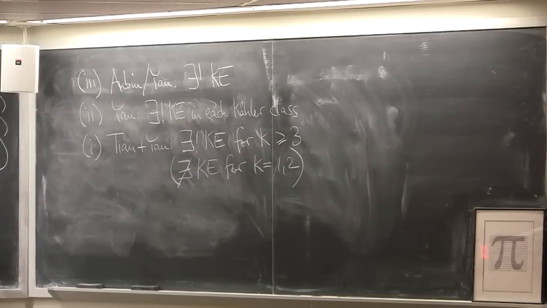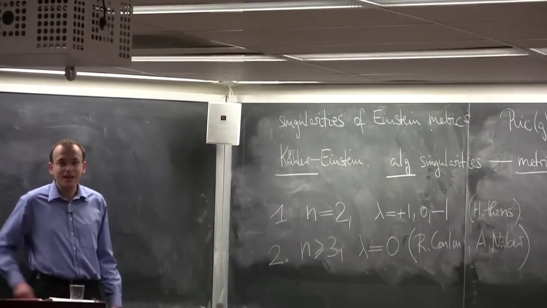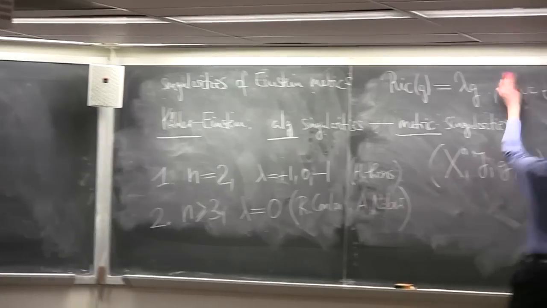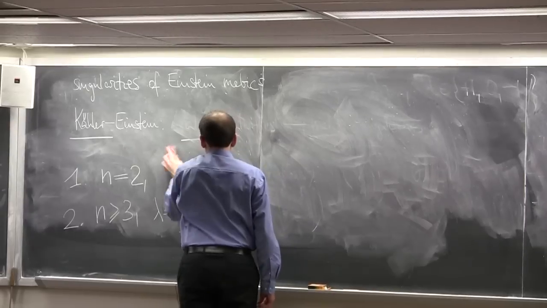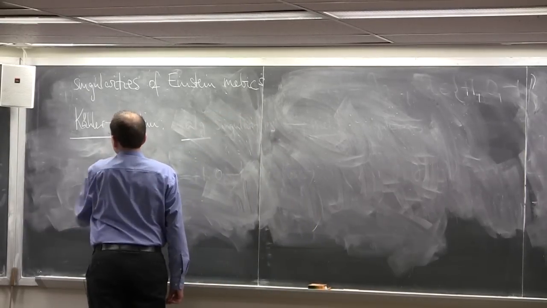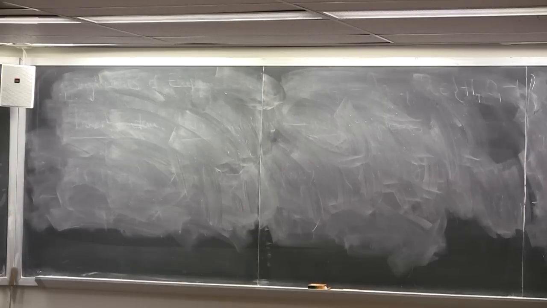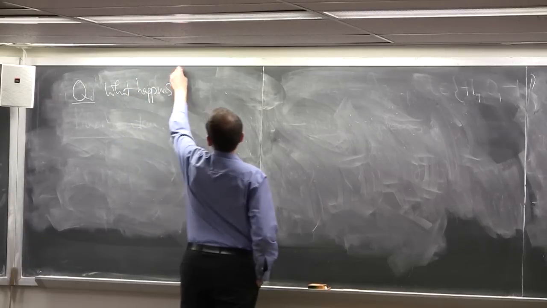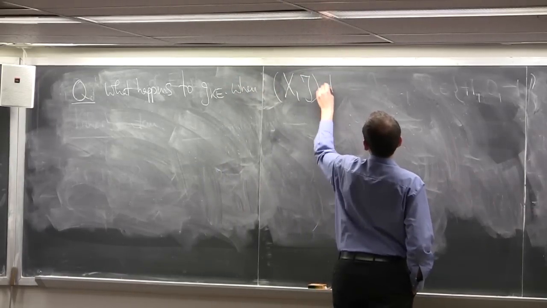And now I'm going to turn to that question, what happens to the metrics if the underlying algebraic surfaces degenerate? If you have a sequence of algebraic surfaces that acquire singularities, then what do the associated Kähler-Einstein metrics do? How do they behave? So that's the question, what happens to Kähler-Einstein metrics when Xj degenerates.